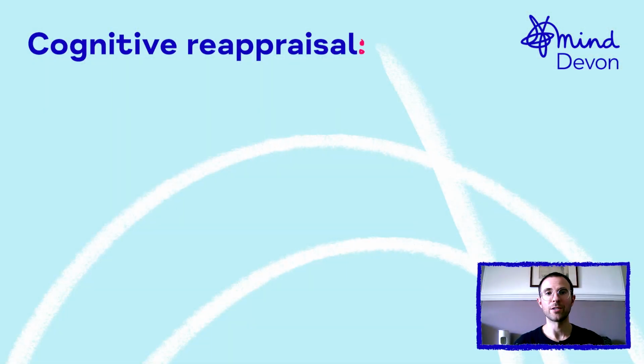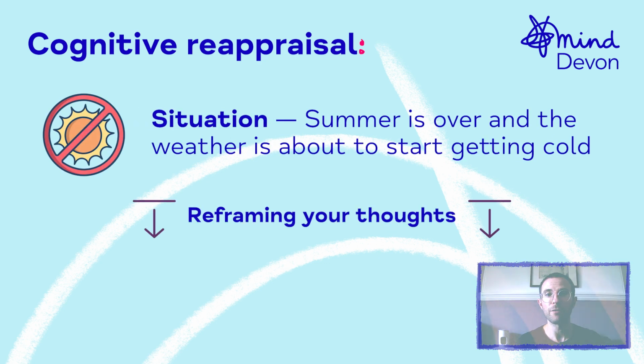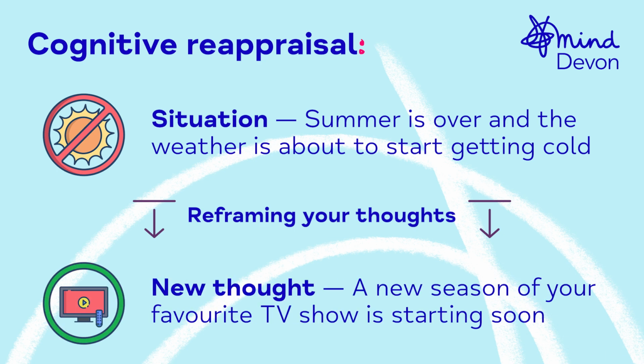Cognitive reappraisal is a psychological concept and a key component of emotion regulation. It refers to the process of reframing or reinterpreting the meaning of a situation or event in a way that alters its emotional impact. In other words, cognitive reappraisal involves changing the way you think about a situation to change how you feel about it.